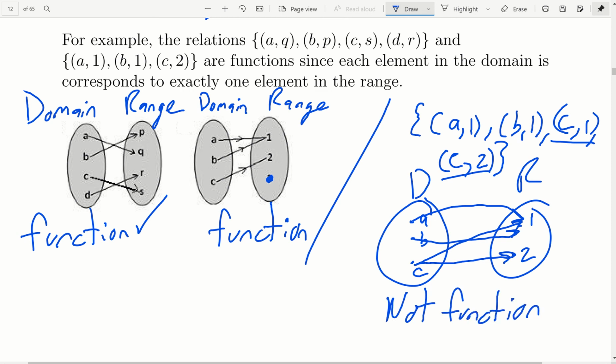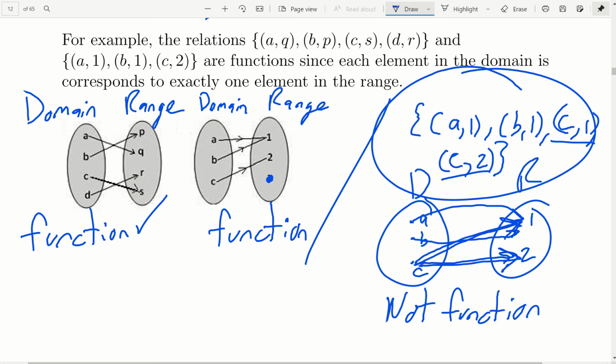The reason why this is not a function is we have one value in the domain that's getting associated to more than one value in the range. So with c going to 1 and c going to 2, that means that this relation would not be a function.